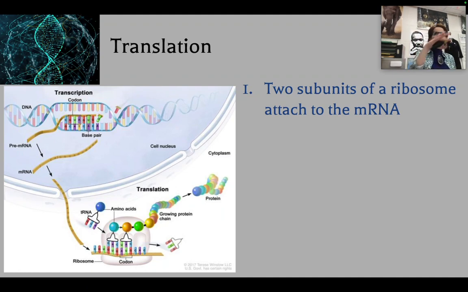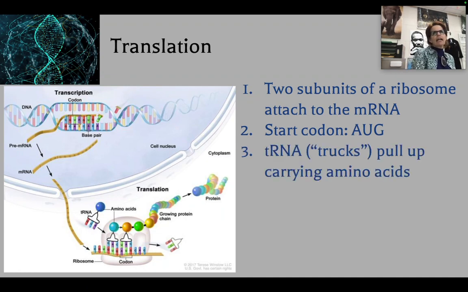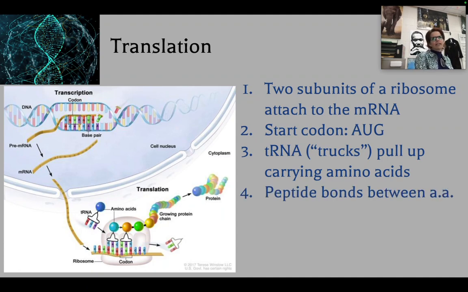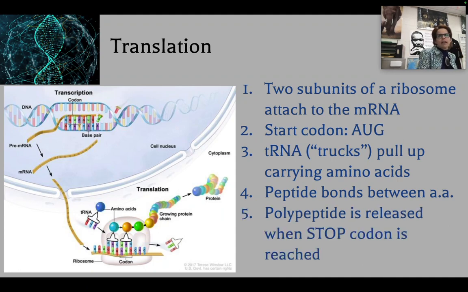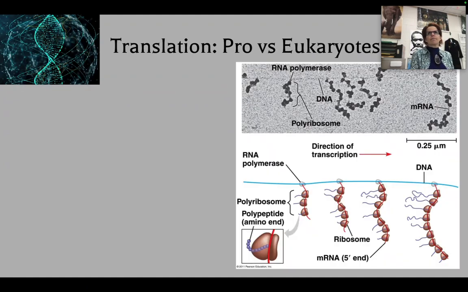Now we need the mRNA to leave the nucleus and go to the ribosome. So the start codon is AUG. The trucks pull up to the ribosome, carrying their amino acids. There are peptide bonds that form. So look at the little chain of spheres there. The little black dots in between them, those are peptide bonds. And then a polypeptide is released when the stop codon is reached. Polypeptide, remember, means baby protein or immature protein in this case.